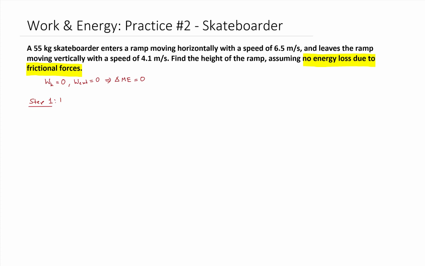So the first step, I want to draw a diagram. The skateboarder enters a ramp going this way with an initial speed of 6.5 meters per second. The skateboarder then leaves the ramp moving vertically with a speed of 4.1 meters per second. So this ramp is going to have some sort of shape that looks like this. And the ramp also needs to have some sort of height. So we have the height of the ramp being like this, with the initial height being 0 and the final height being an unknown quantity that we have to find, but we can call this h.